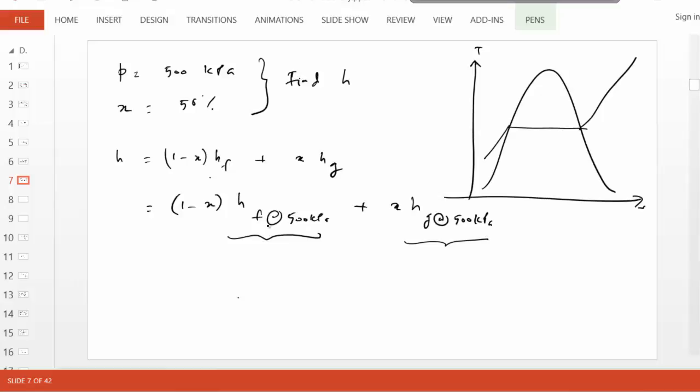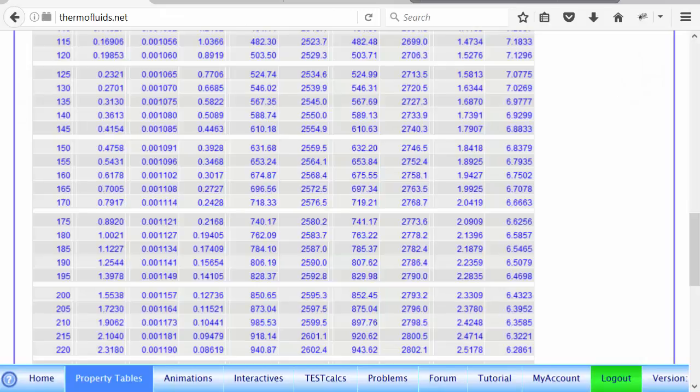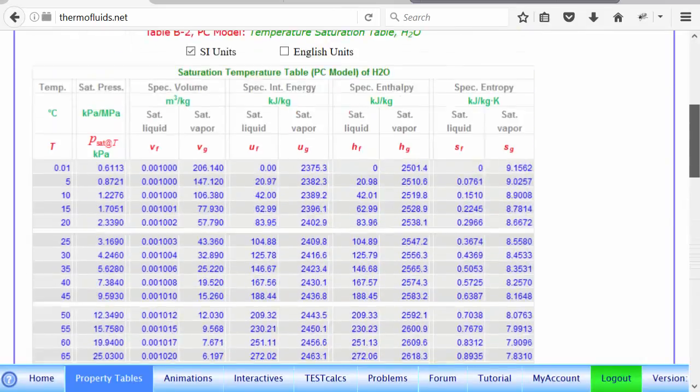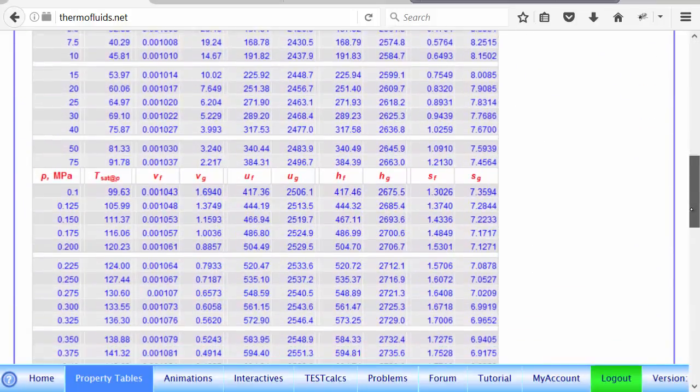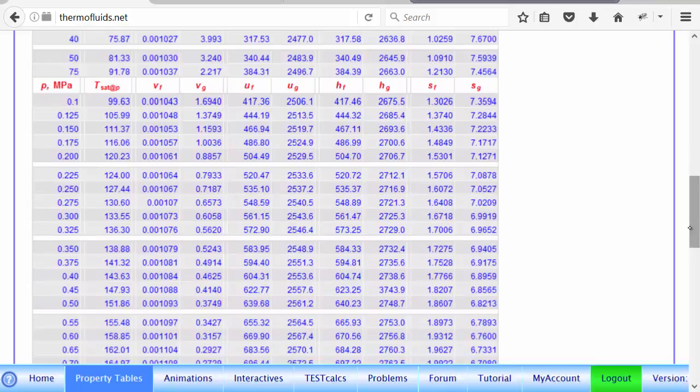So how do you find hf? We have already shown how to, so we can go back. Since in this case we know the pressure, we start with the pressure saturation table and go to 500 kPa, which is 0.5 MPa. Here we found our line. 0.5 MPa is right here. So hf we pick up from here and hg we pick up from there, right? Once we know hf and hg, it's just the average between the two if x equals 0.5.